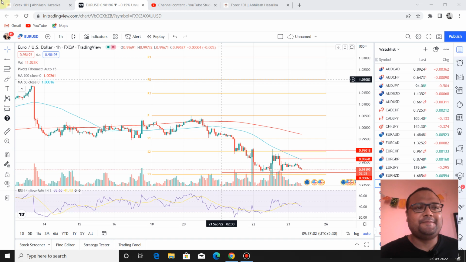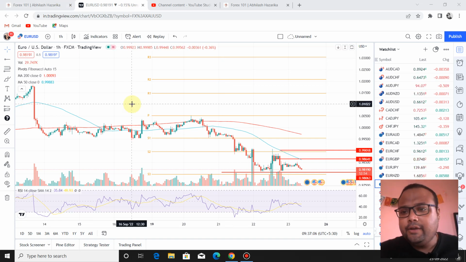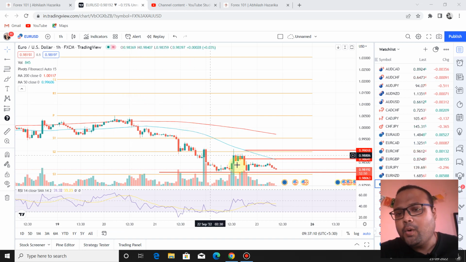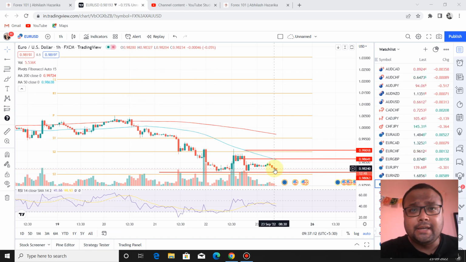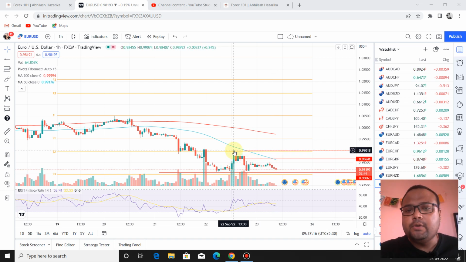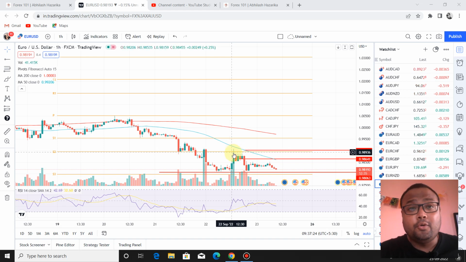So let's get started. This is the 1 hour chart of Euro USD, and as you can see, Euro USD is right now trading at 0.9819. This is the current market price here, and there was some volatility yesterday when Euro USD went up and came down from the level of 0.9906. This was the high made by Euro USD yesterday. If you have watched my previous video, then we talked about this level as the second resistance of the market.